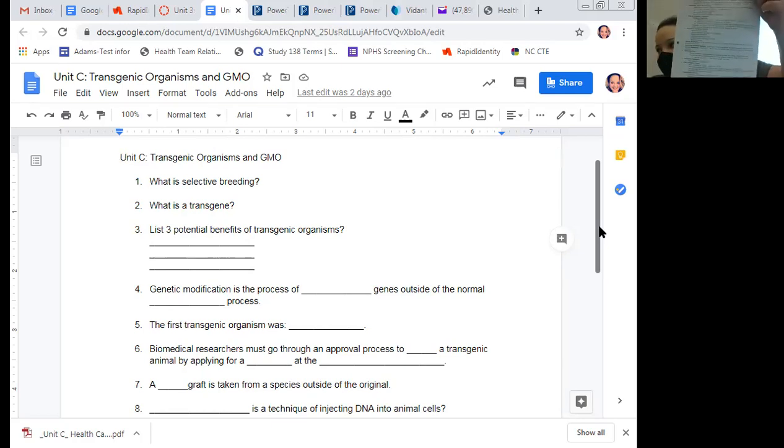So it came straight from this, okay? If you didn't use this, I love to throw these little quizzes in there to see if you use your resources. Every answer to this quiz came right from this document, okay? So list 3 potential benefits of transgenic organisms.